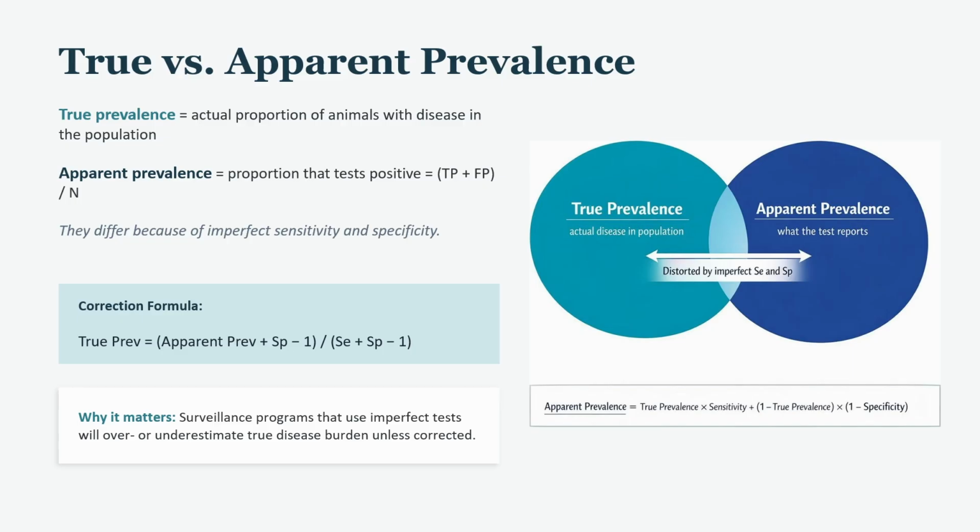Why does this matter? If you're using a surveillance program to estimate how much of a disease exists in a population to make control decisions, prioritize resources, or report to regulatory agencies, and you're using a test with imperfect specificity, you will overestimate the true burden of disease. That leads to wasted resources, unnecessary interventions, and potentially incorrect policy decisions. Correcting for test imperfection is not optional in serious surveillance work.